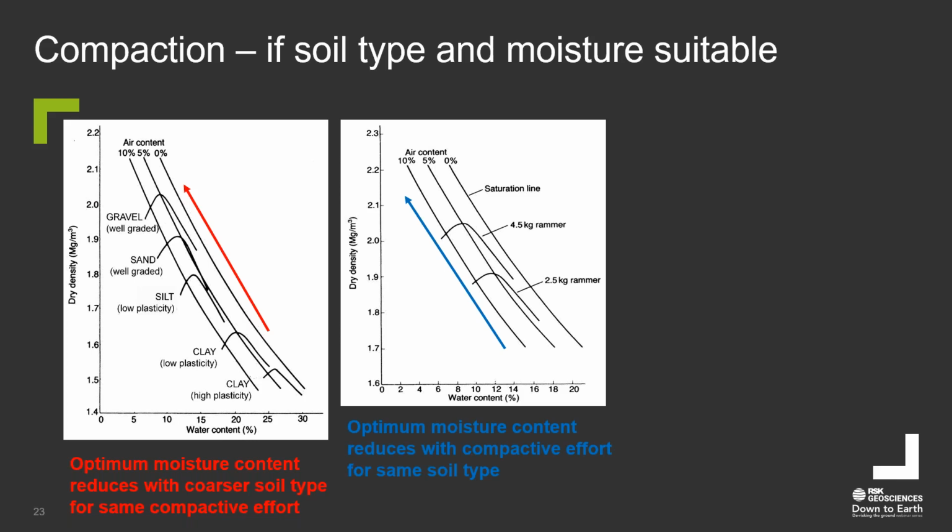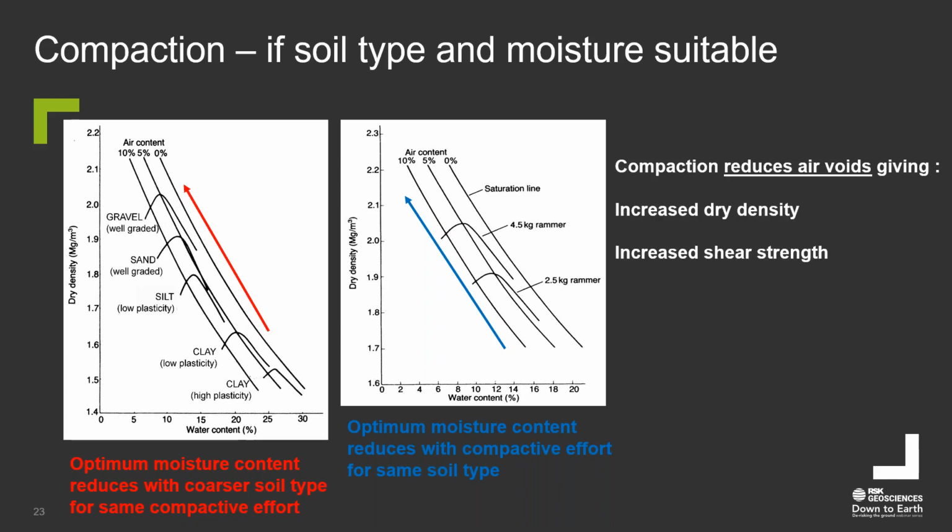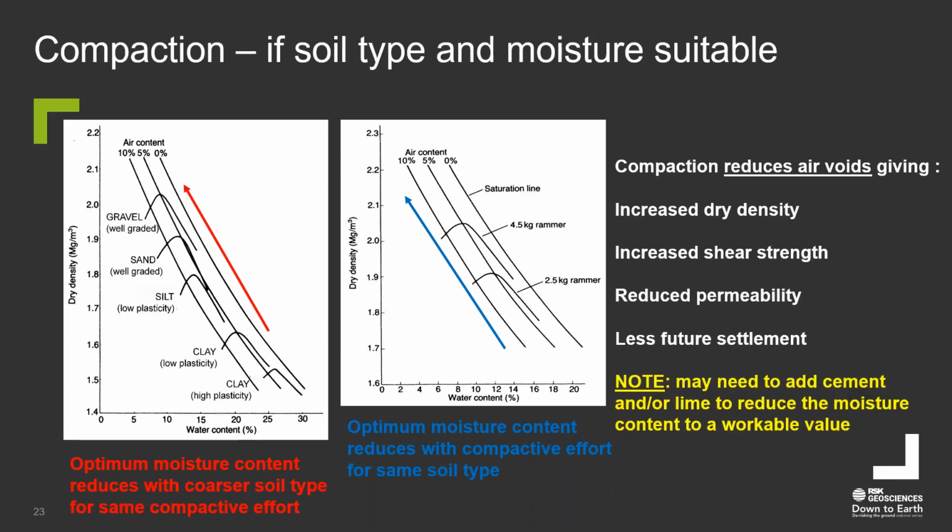So geotechnical people will look at the data you get from site investigation and come up with recommendations on whether the moisture is appropriate for use. Compaction is going to increase density, increase strength, reduce permeability, and indeed that gives us less settlement overall. We might need to add cement or lime. If the moisture is too high, adding cement or lime will reduce the moisture within the soil if you give it a few hours and mix it in, and then you end up with the ideal conditions for compaction.